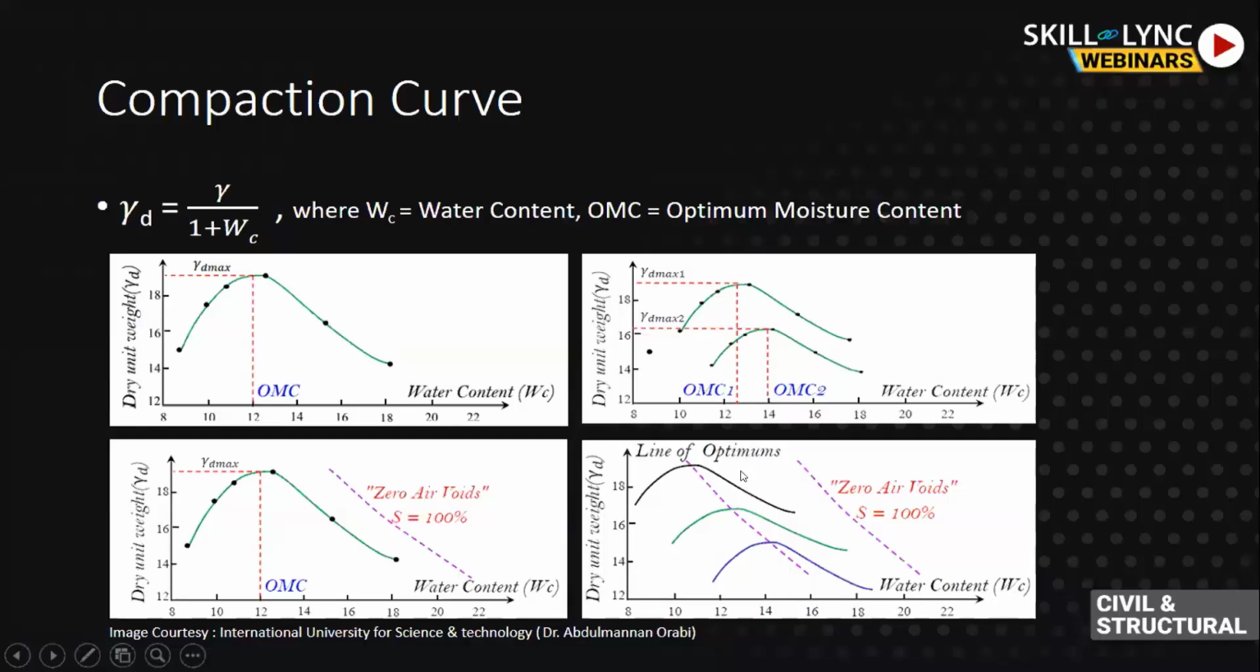Similarly, based on the various materials used in a particular structure, embankment or road, the line of optimums is determined, where the peak points of the several compaction curves at different compactive efforts for the same soil will be almost parallel to the zero air voids line, where S is 100%, and this we never actually achieve.